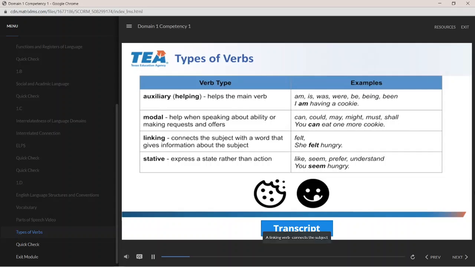A linking verb connects the subject with a word that gives information about the subject. An example would be the verb felt in the sentence, she felt hungry. A stative verb expresses a state rather than an action. Examples include the verbs like, seem, prefer, understand, as in the sentence, you seem hungry. Seem is the stative verb.